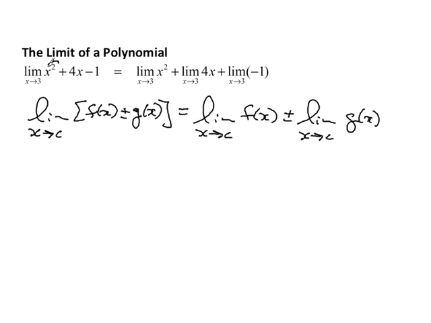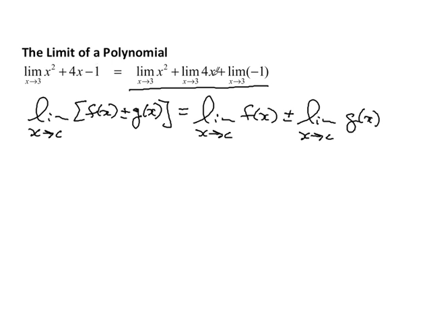Because I can think of this as f of x, just as g of x, this is h of x. I can extend this out to as many functions as I want. And that's actually what I'm showing here. So the limit as x approaches c, but c in this case is the number 3, of x squared plus 4x minus 1 is equal to the limit as x approaches 3 of each individual component. So this is as x approaches 3 of x squared, as x approaches 3 of 4x, and as x approaches 3 of negative 1.